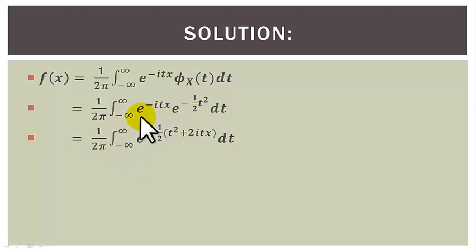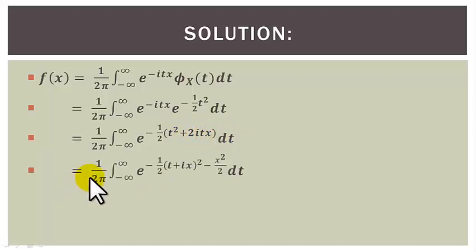This is equal to 1 over 2 pi, integral from minus infinity to infinity. Combining these two, that is exponent minus itx times exponent minus half t squared, will give us exponent minus half into t squared plus 2itx with respect to t. This will be equal to 1 over 2 pi, integral from minus infinity to infinity, exponent minus half into t plus ix all squared. Please, we make the expression inside the bracket a perfect square. When you make this a perfect square, the power will become minus half into t plus ix all squared minus x squared over 2, with respect to t.